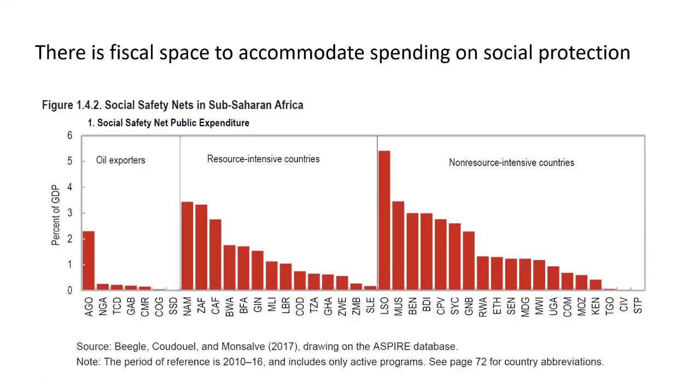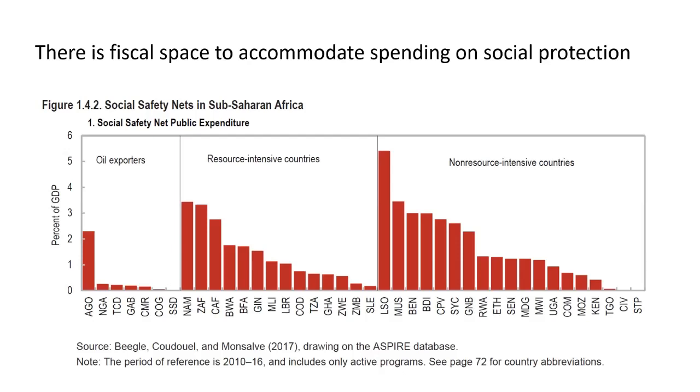So, here there is this graph that shows that we can accommodate spending on social protection. Here is social safety net public expenditure in Africa, in three categories: oil exporters, resource-intensive countries, and non-resource-intensive countries. So we see a wide heterogeneity in social spending among African countries.